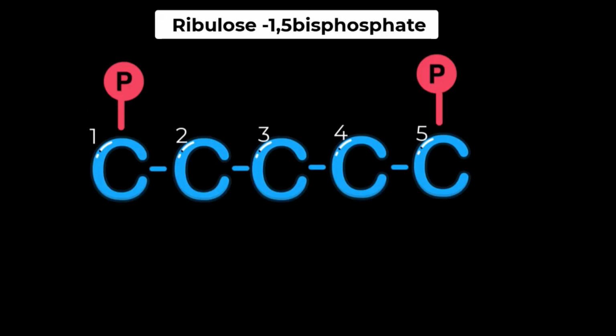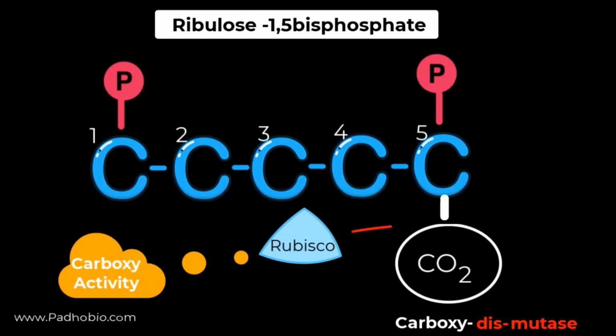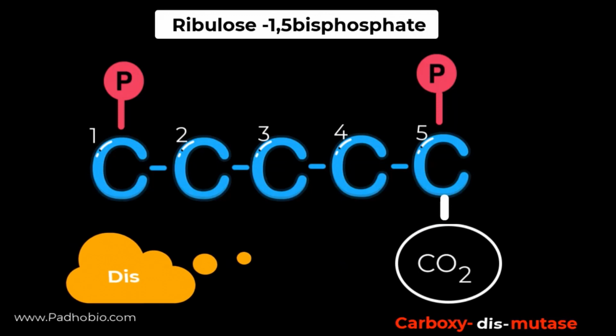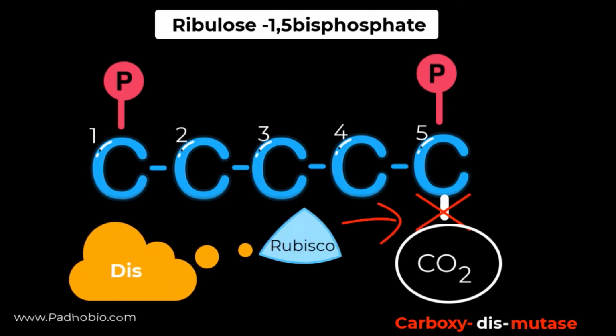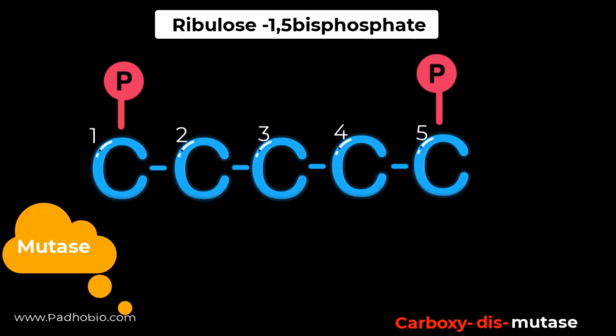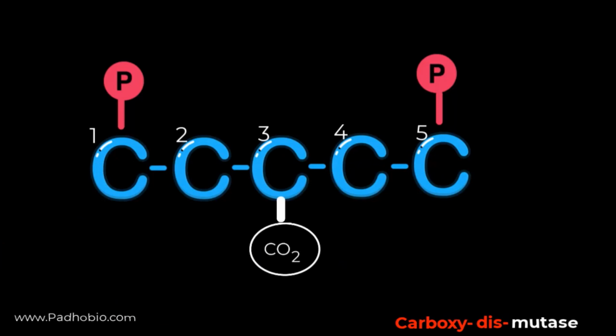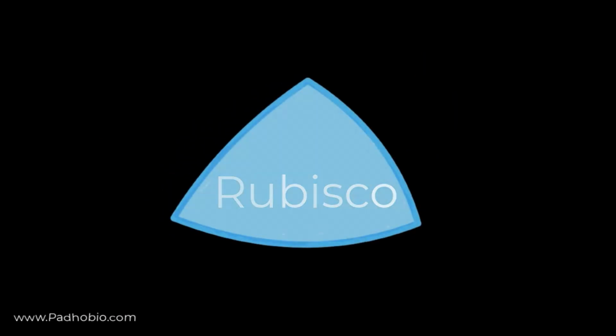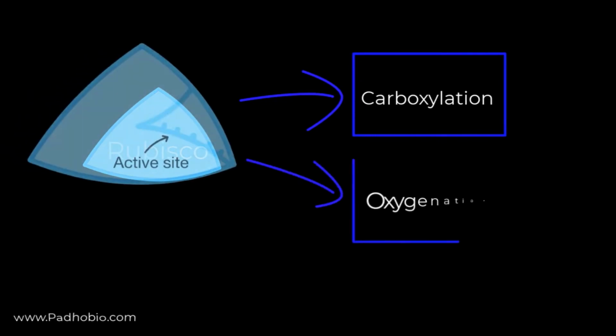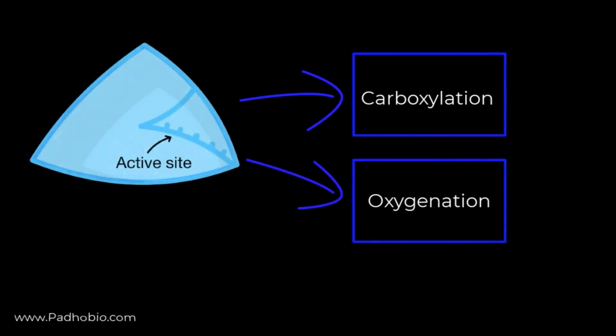Its substrate is ribulose 1,5-bisphosphate. Here, carboxy means it adds a carboxy group on ribulose 1,5-bisphosphate, and dis means it cleaves out this carboxy group from the 5th carbon, and then mutase means it mutates this structure by adding this carboxy group at the 3rd carbon. Another important point about Rubisco is it can perform a dual role. The first one is carboxylation and the second is oxygenation. Rubisco has only one active site, so carboxylation or oxygenation reactions are performed within the same active site of Rubisco.